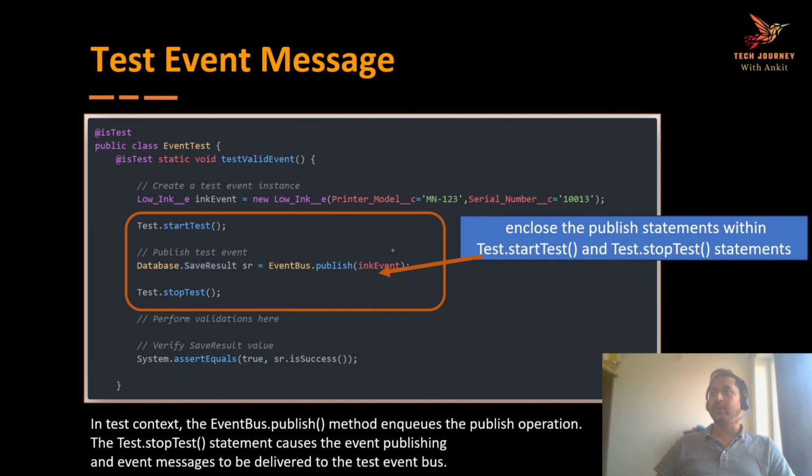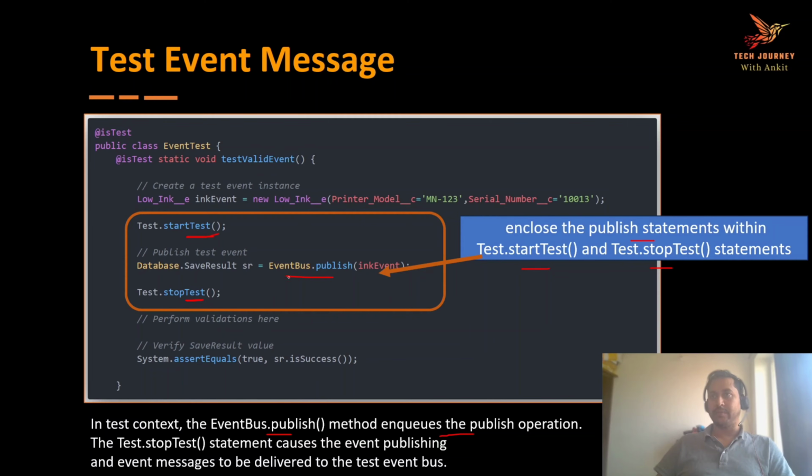Only one small thing that you have to take care of: whenever you are publishing the message from your test class, you have to make sure that you are publishing in between Test.startTest and Test.stopTest. Again, I am repeating, whenever you are publishing the event message from the test class, you have to make sure that you are doing this with the help of Test.startTest and Test.stopTest. So we have to make sure that the publish statement is enclosed within the Test.startTest and Test.stopTest statements, right?